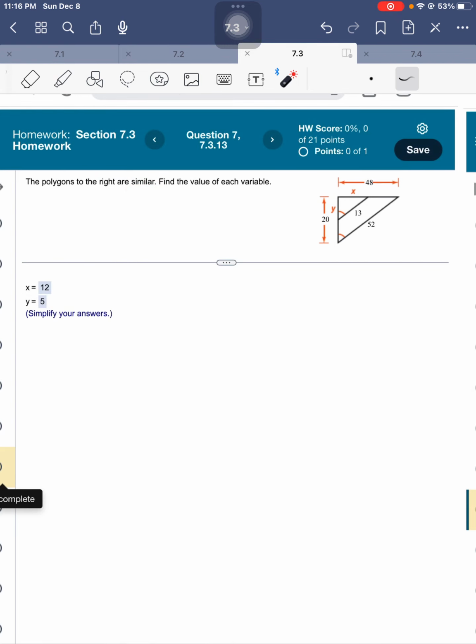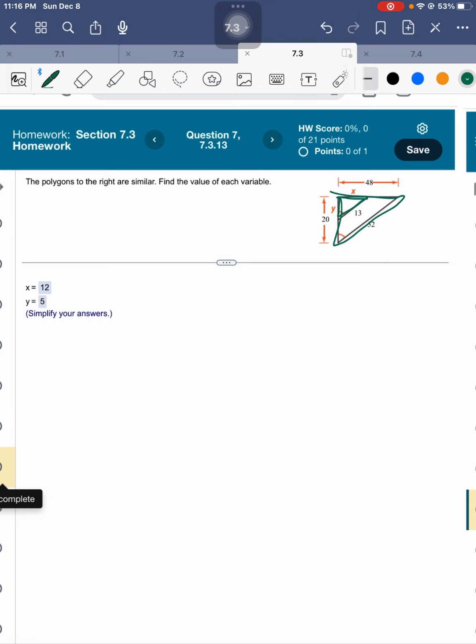So let's go over here. The polygons to the right are similar. So that means in order to find my x and my y, I can use side length proportions. To find my x, I can do this small triangle to this giant triangle. That's my two similar triangles, this triangle and this triangle.